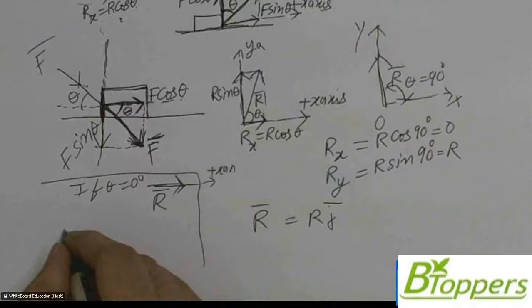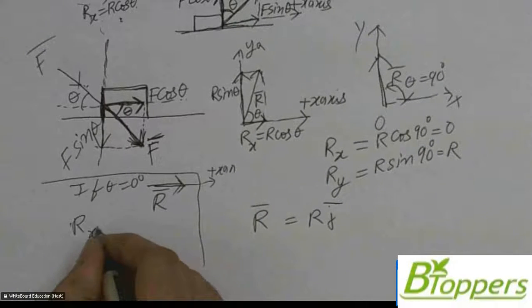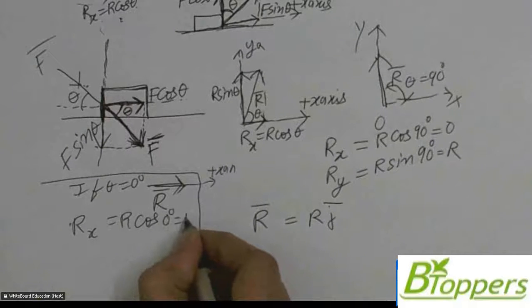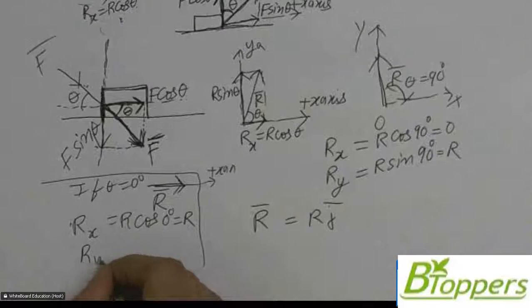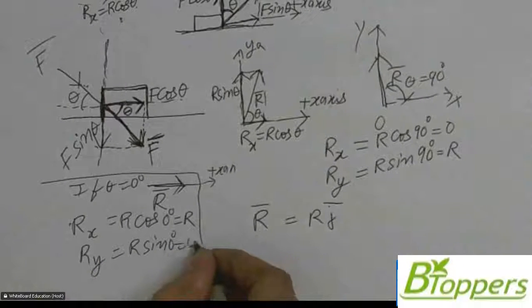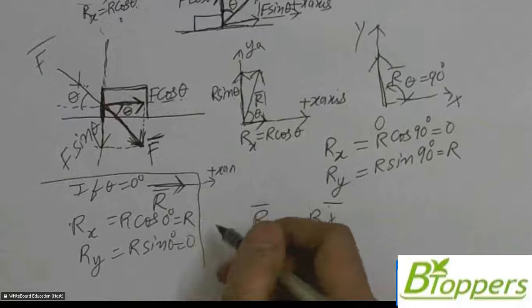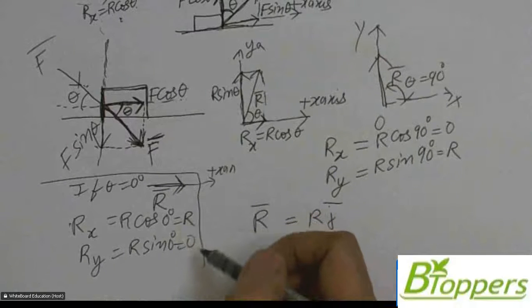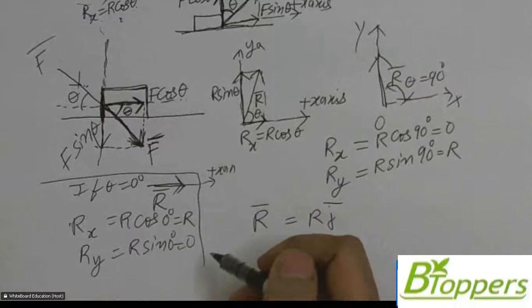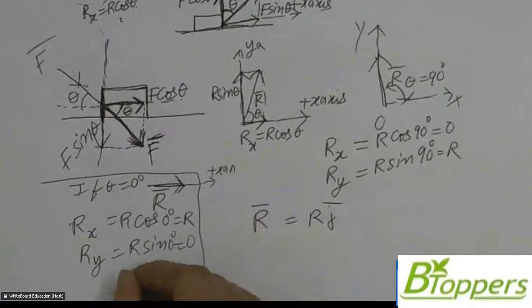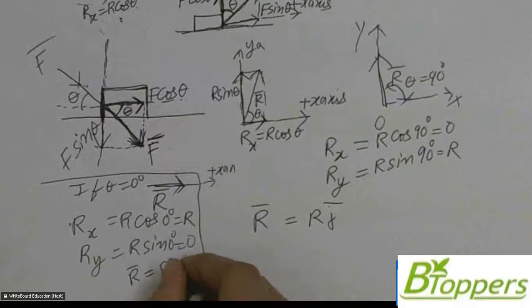Then Rx will be equal to R cos theta or R cos 0 degrees, that is equal to R. Ry equal to R sin theta or R sin 0 degrees, that is 0. So if a vector is directed along x-axis, you can say that its rectangular component along y direction is 0. So in this case, R bar can be written as R I bar.